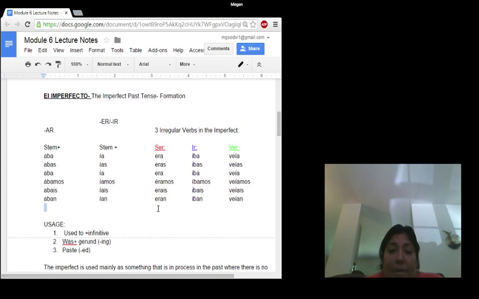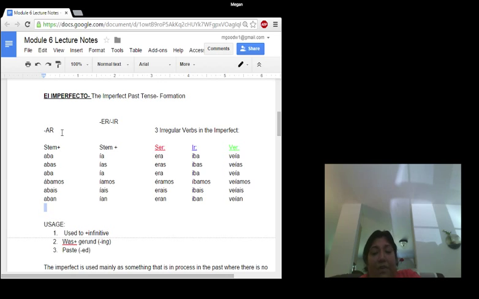We're now going to talk about el imperfecto, which is the imperfect past tense in Spanish. It is used in a different way from the preterite tense, which we've already gone over. But I first want to talk about formation of it before we get into usage.